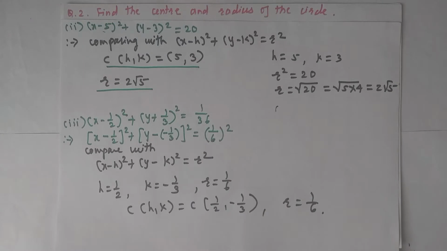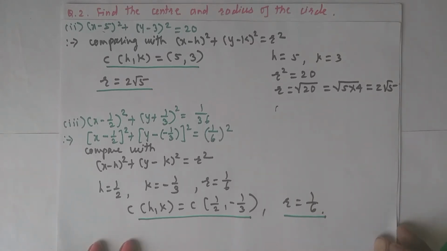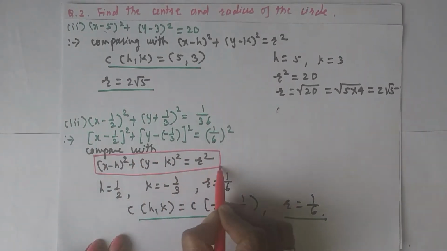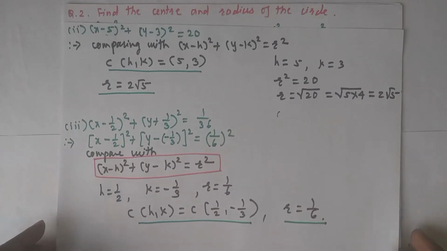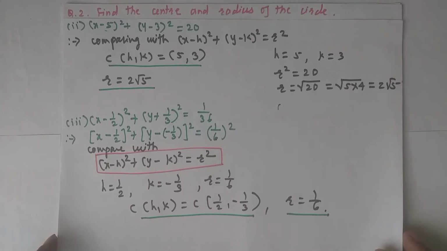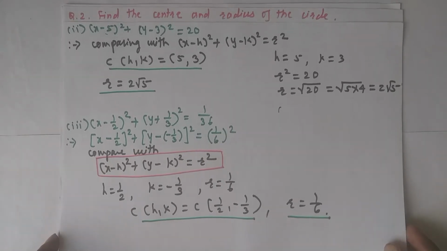Such type of problems will be asked in the exam for 2 marks. If we find out center, you will get 1 mark, and for radius you will get the second mark. Okay students, in this way it is very easy. You remember this formula of center radius form and also the standard form. If you remember the equation of circle in standard form and in center radius form, it is very easy to find center and radius of any circle. Okay students, let's see the next problem.